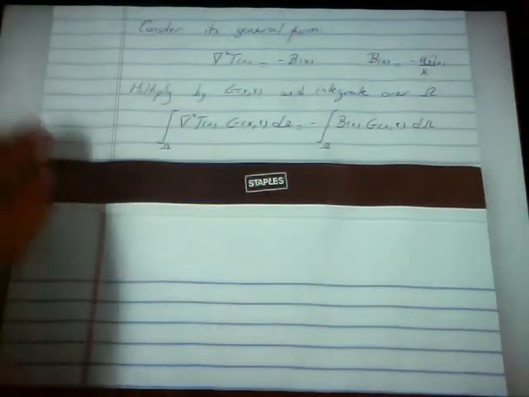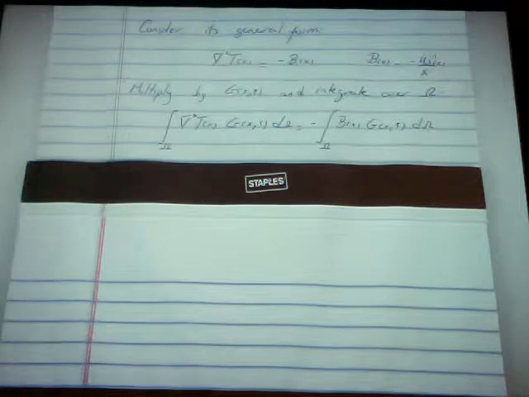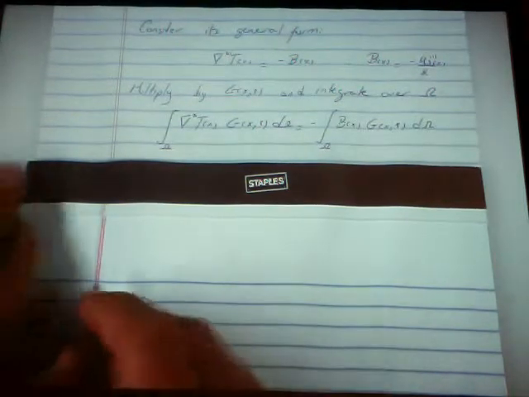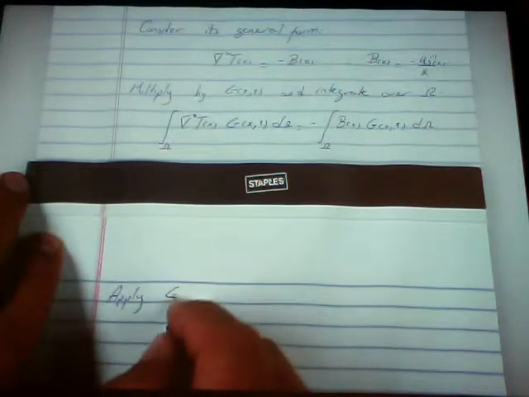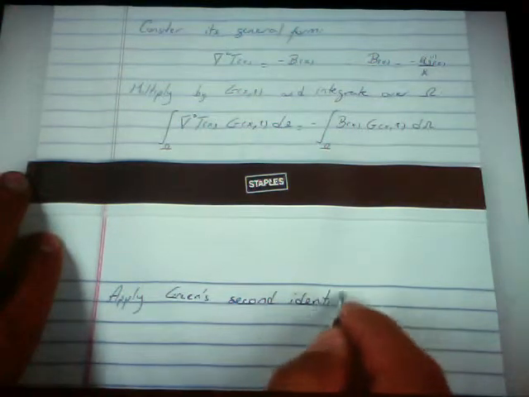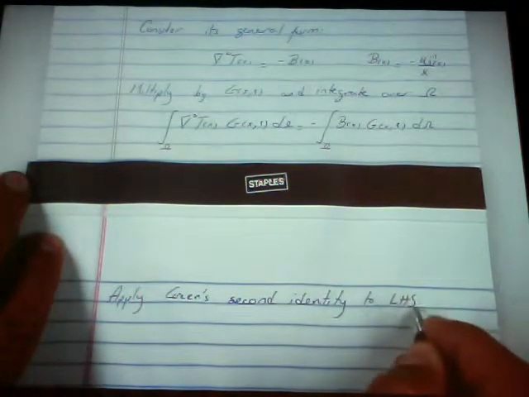All right? So remember what we did to this integral on the left hand side? We applied integration by parts twice, which is Green's first identity, right? Twice. Apply Green's, and we're going to call it second identity, to the left hand side. And that would be the integral, flip the signs right here.